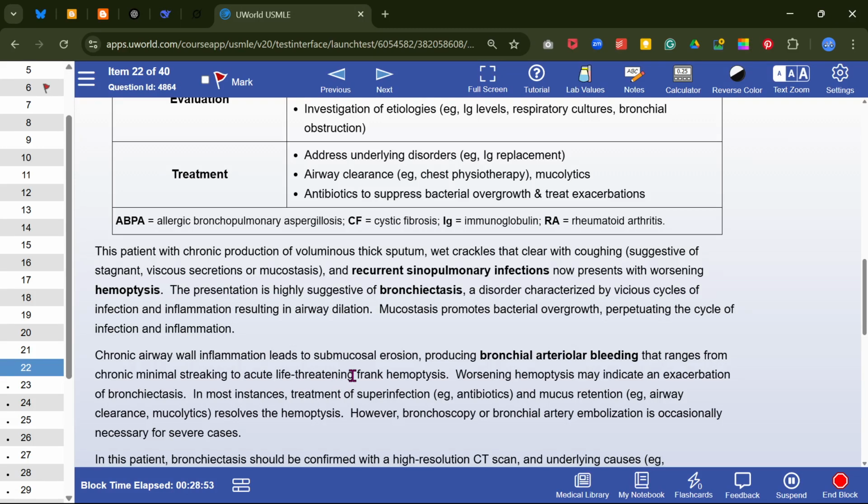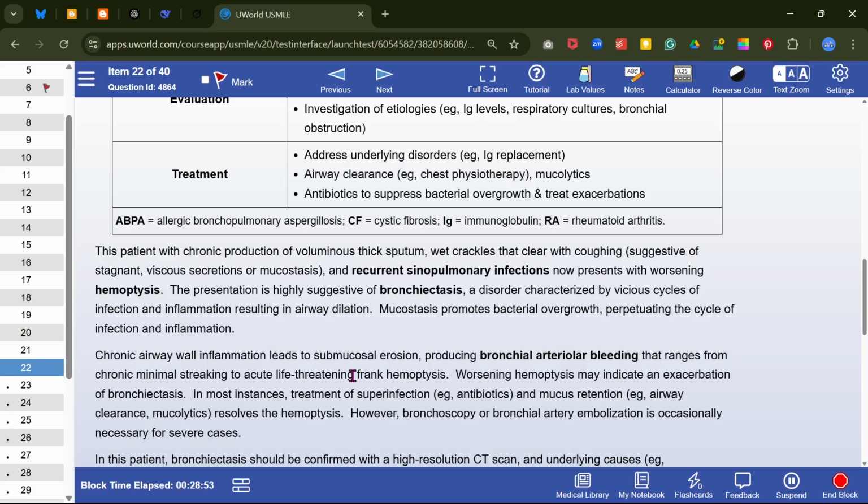This patient with chronic production of voluminous, thick sputum, wet crackles that clear with coughing, suggestive of stagnant, viscous secretions or mucostasis, and recurrent sinopulmonary infection, now presents with worsening hemoptysis. The presentation is highly suggestive of bronchiectasis, a disorder characterized by a vicious cycle of infection and inflammation resulting in airway dilatation. Mucostasis promotes bacterial overgrowth, perpetuating the cycles of infection and inflammation.